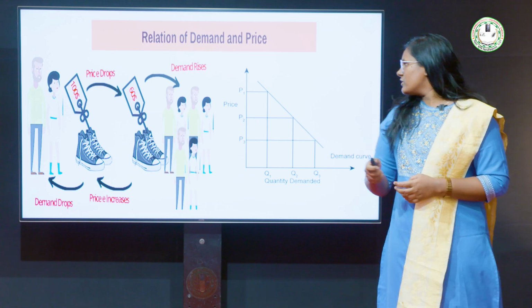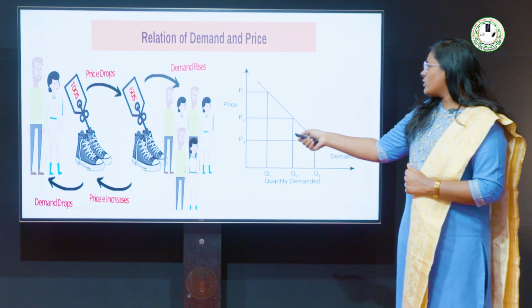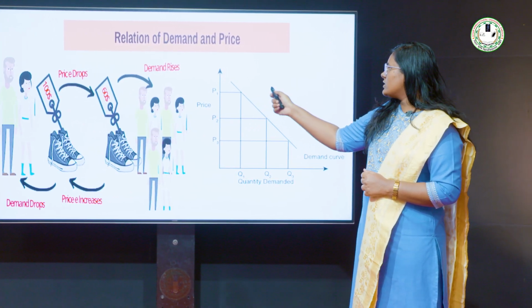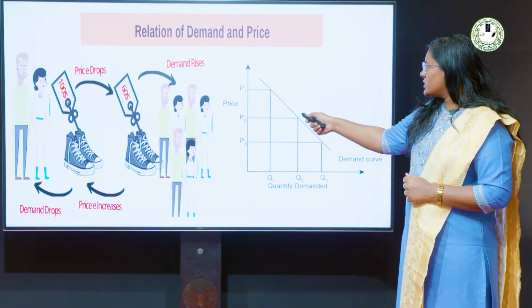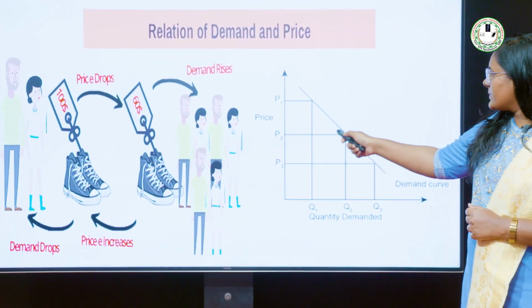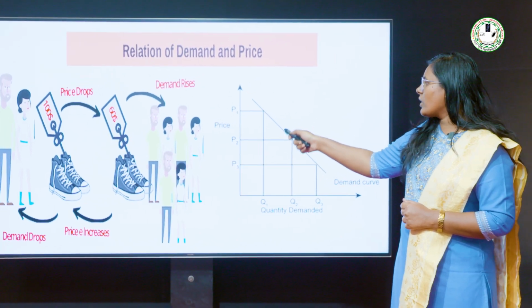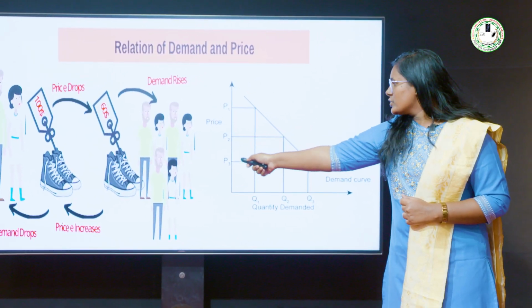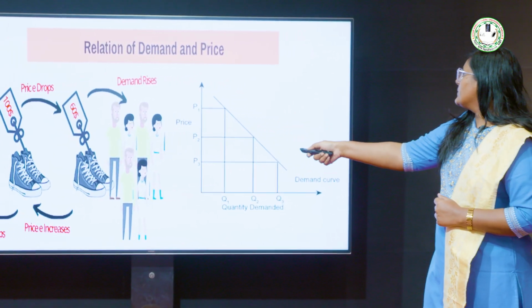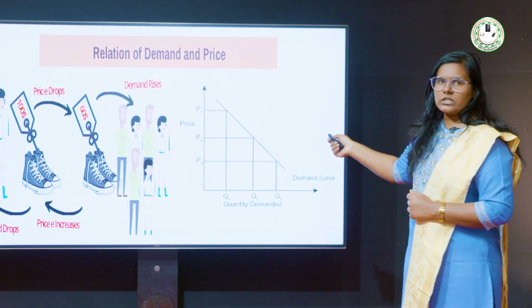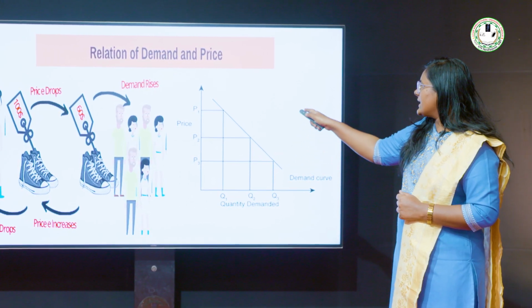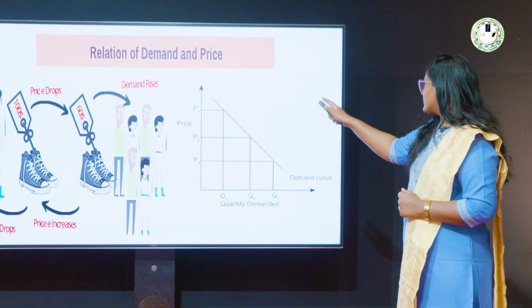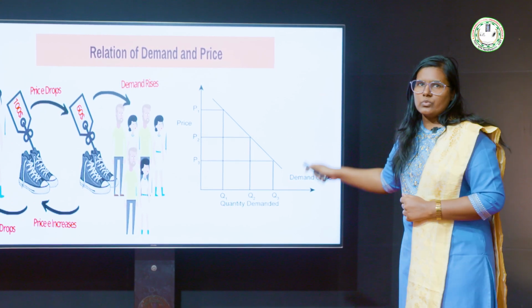If the price of these shoes drops from $100 to $60, then the quantity purchased of these shoes will be high, and when the same price increases to $100, only few people will be willing to buy it. If we see the demand curve for this, on x-axis we have quantity demanded and on y-axis we have price, and the demand curve is a straight line sloping downwards.